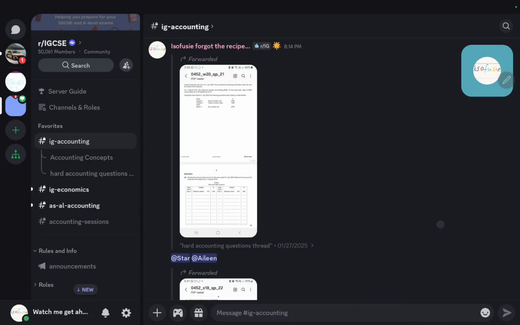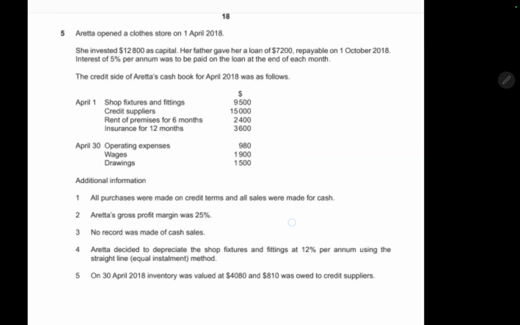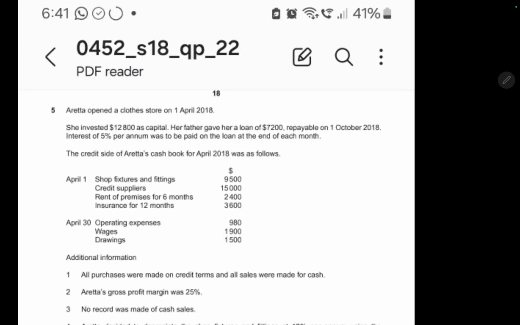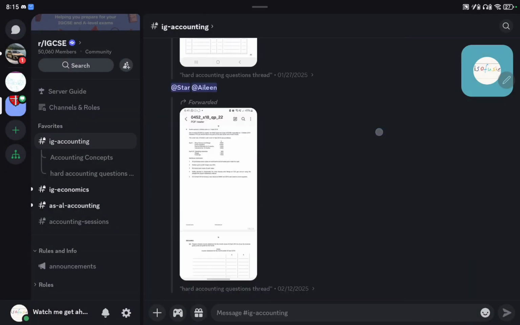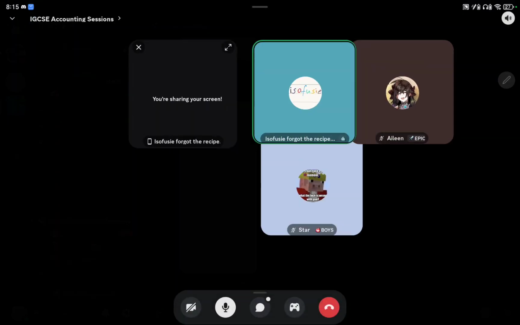Once you're done with the question, you can open the mark scheme. For that, you just go to Google and type this code over here, and then type MS instead of question paper, and you're going to get it. All right, that's that. See you guys tomorrow.